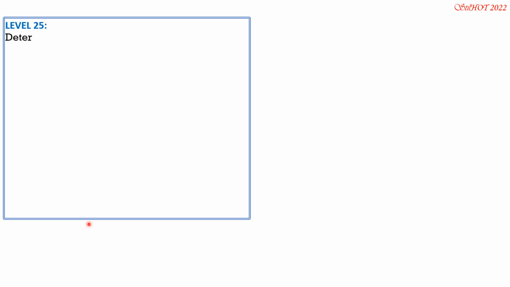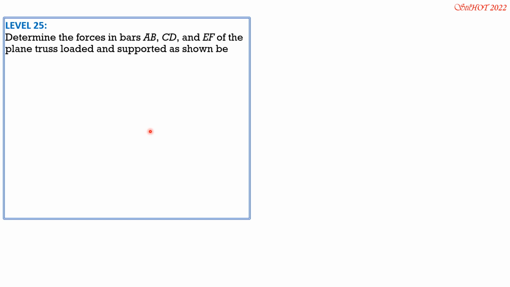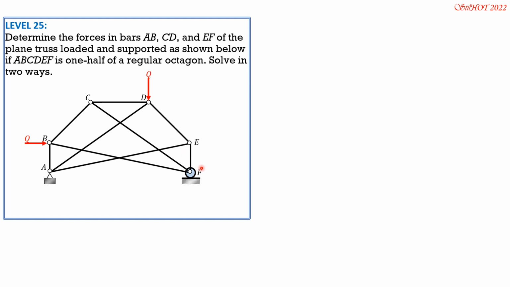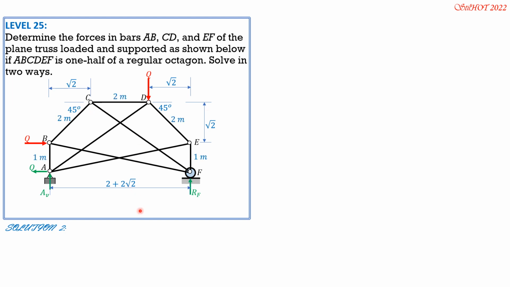So this is the second solution, and it is lengthy, but you will arrive at the same results. Determine the forces in bars AB, CD, and EF of the plane truss loaded and supported as shown. So already computed, so just review the calculations. 45 degrees, 45 degrees. Then remember the distances. Then the angles. Theta AE equals theta BF, 11.701. Theta CF equals theta AD, 35.264 degrees.